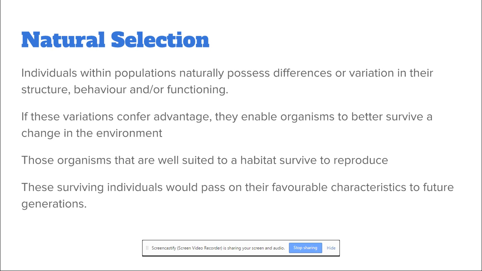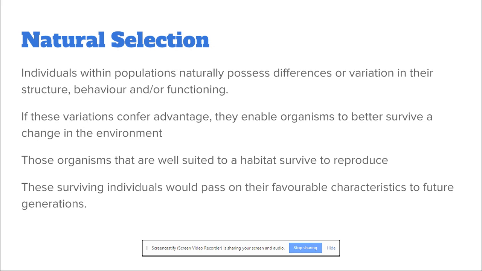Natural selection states that individuals within populations naturally possess differences or variation in their structure, behavior, and/or functioning. And we've covered this previously, that variation is important for all organisms in a range of environments. If these variations confer an advantage, they enable organisms to better survive a change in the environment.